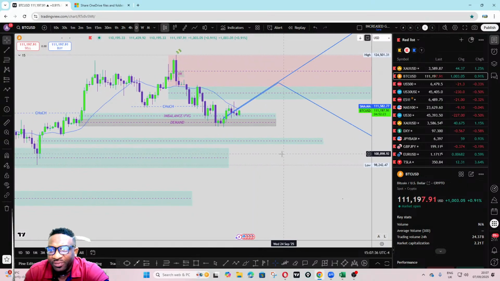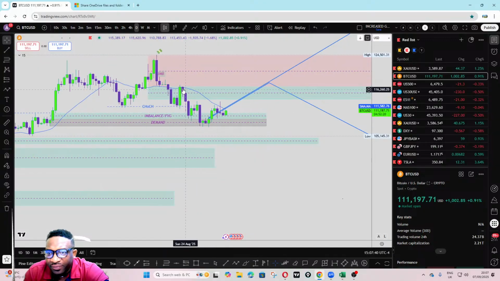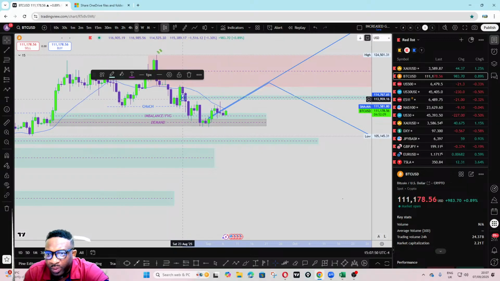On the daily time frame, we can even see that it's kind of filled, leaving out this area. So we can further refine the zone to this area here. We can further refine it to this zone here.